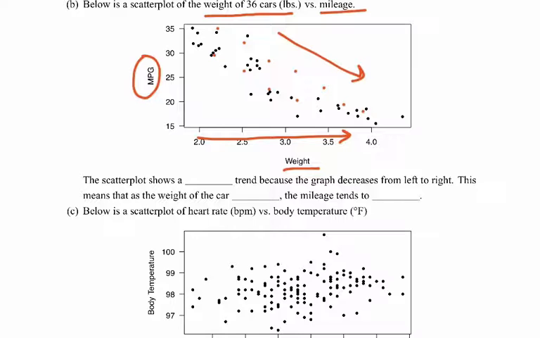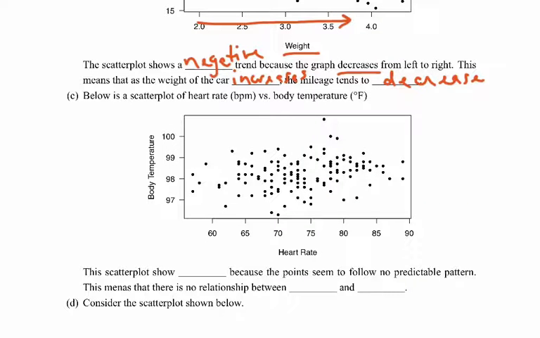And so we would say that the scatter plot in this case shows a negative trend because the graph decreases from left to right. This means that as the weight of the car increases, remember we always describe the independent variable as increasing, so in this case that's the weight, the mileage tends to decrease, and that's what we mean by a negative trend.